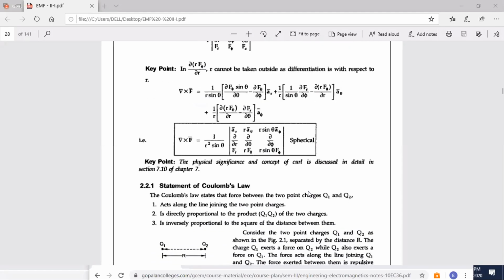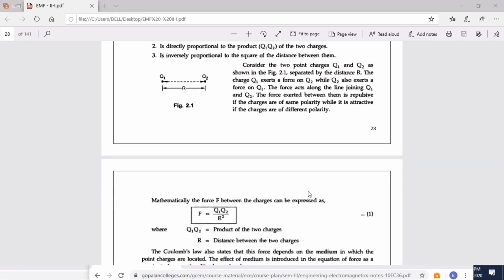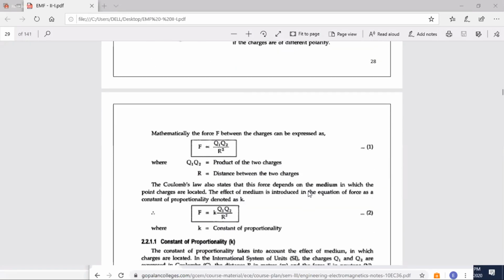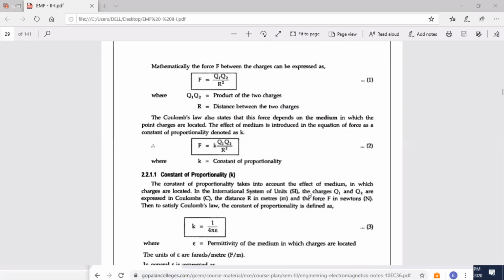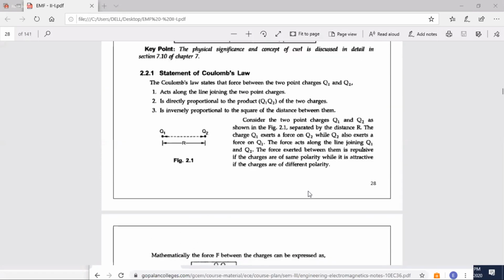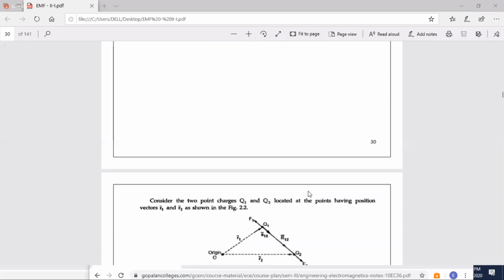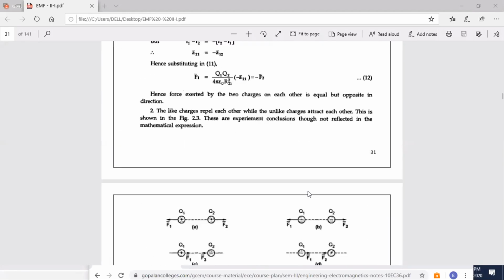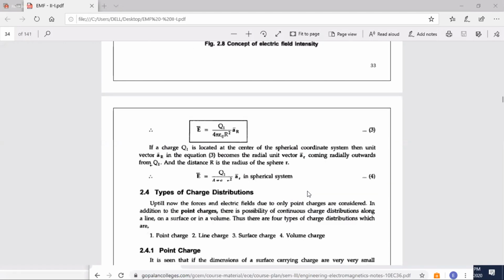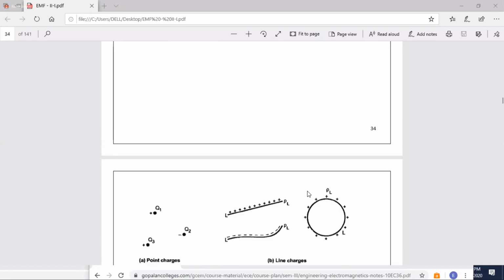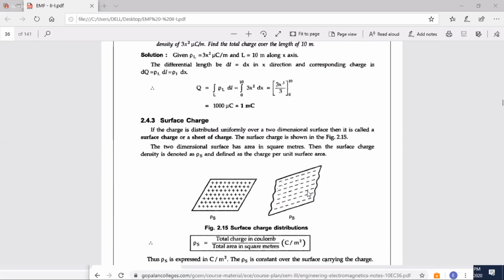So next week, we are going to start the course. This was just a little crash course in mathematics. So we're going to start Coulomb's law, looking at charge, and then we move on to Coulomb's law, electric field, different kinds of charges, and so on and so forth.